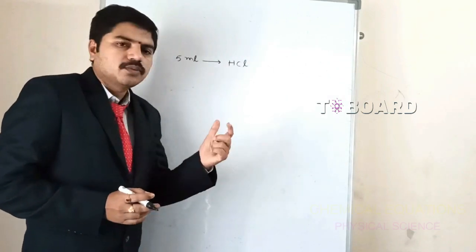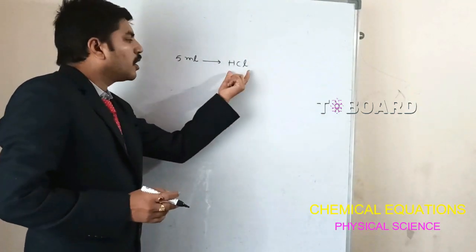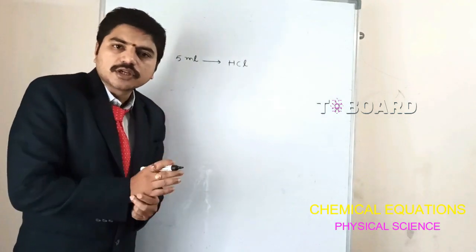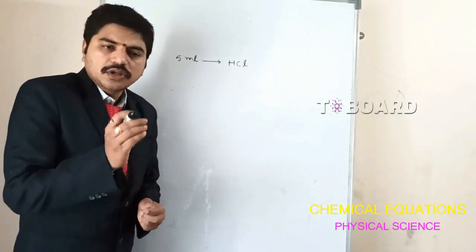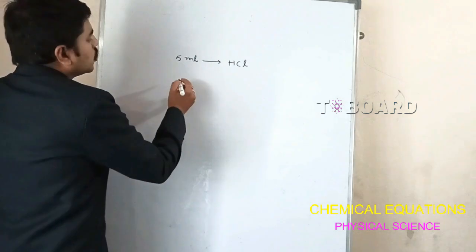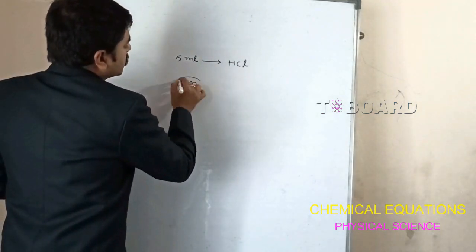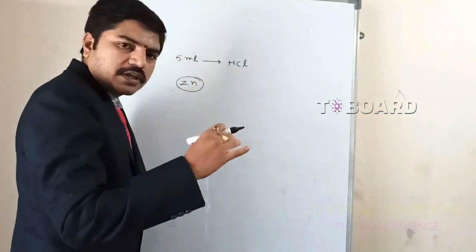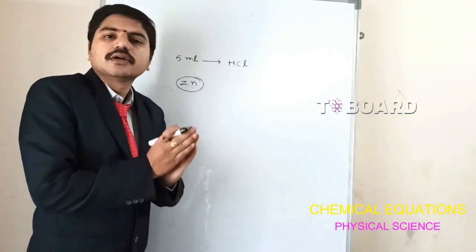Okay, for example, I want to take 5 ml of hydrochloric acid in a conical flask. In that conical flask, I am going to add the zinc granules, Zn. So I am going to add zinc granules to the hydrochloric acid.